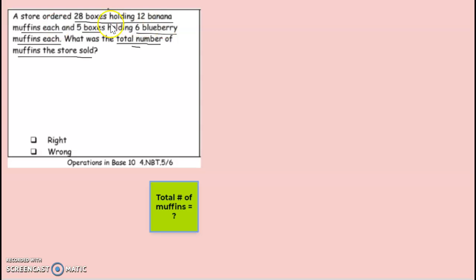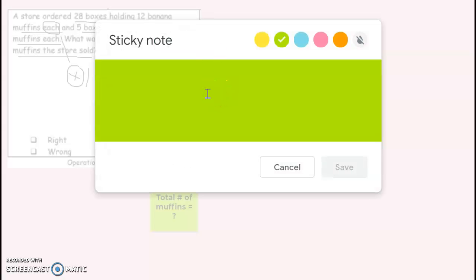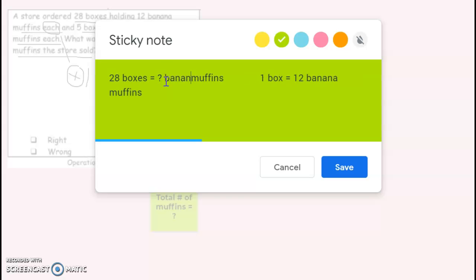28 boxes holding 12 banana muffins each. I know that this word each tells me that I am either multiplying or dividing. And in this case, I know that I am multiplying. That's because it says that there are 28 boxes and each box has 12 muffins. And I'm trying to figure out how many muffins there are in total in all those 28 boxes. So 28 boxes, and we know that one box holds 12 banana muffins. We're looking for banana muffins. Okay, so I'm going to multiply in order to figure out how many banana muffins are in those 28 boxes.